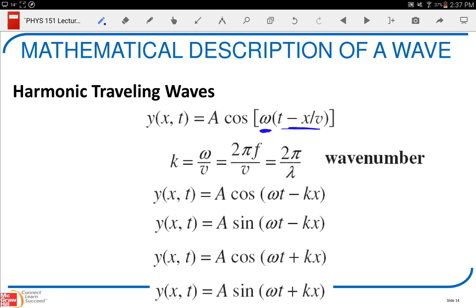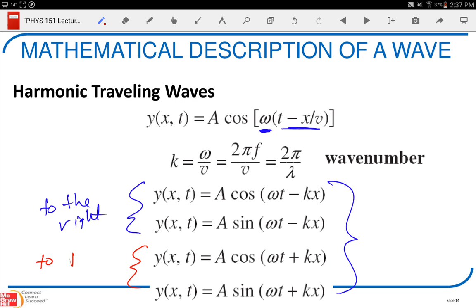So it allows you to both consider how it travels with time and how it varies at one location, how it travels with position, how it varies at one location with time. All of these equations would describe a traveling wave. These top two would describe a wave traveling to the right. The bottom two would be describing a wave traveling to the left. What's different between the upper two compared to the bottom two?